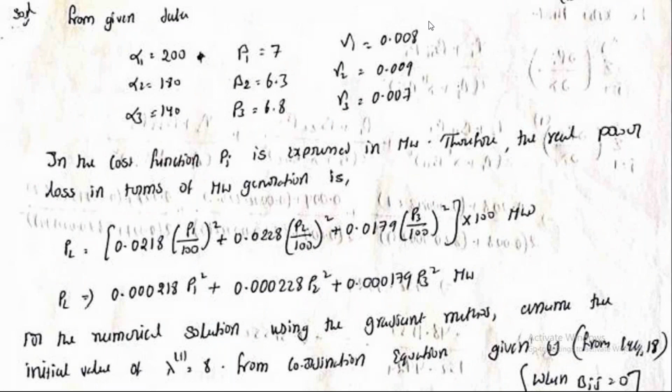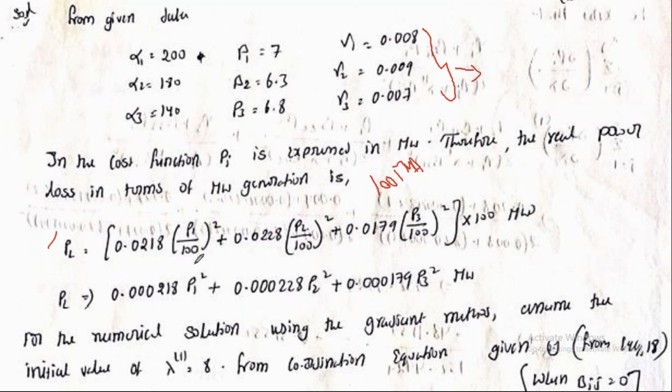Right. See here, these are the parameters we got from the given equation, C1, C2, C3. Now, the power input is expressed in megawatts. Therefore, the real power loss in terms of megawatt generation is as follows. Generally, in the power balance equation, all the parameters represent megawatts. But in our problem, the power loss is given in per unit value, and they mentioned the 100 MVA base. So what is the amount of MVA they will give?